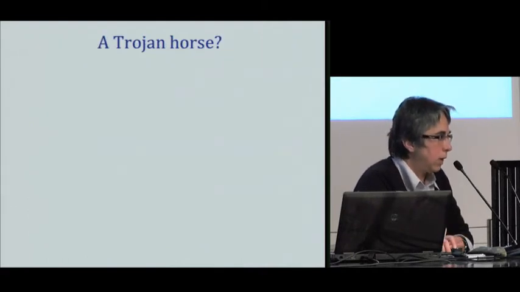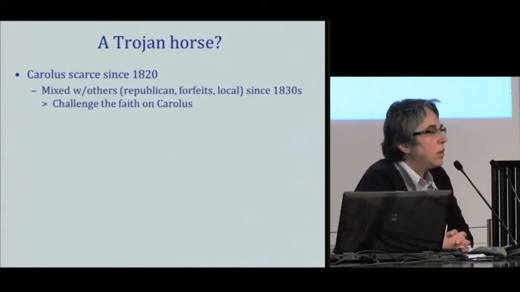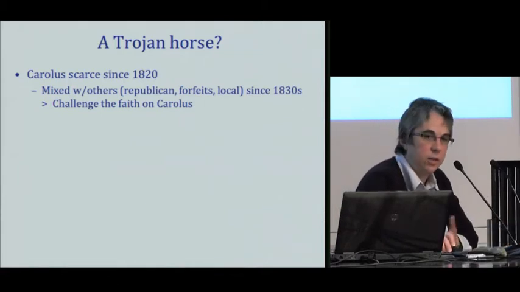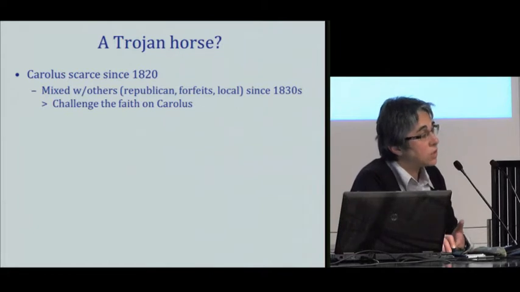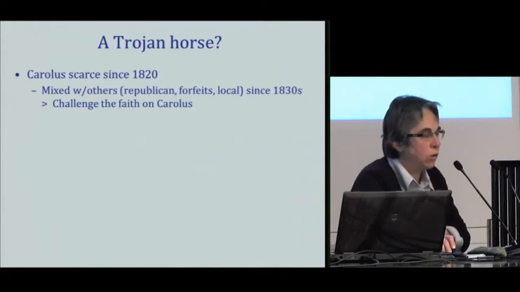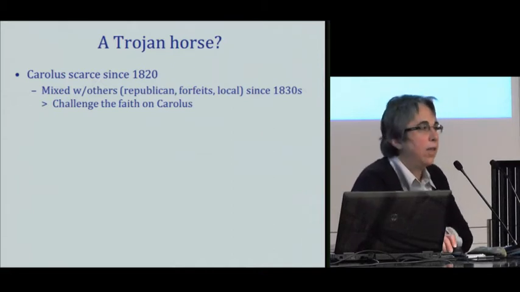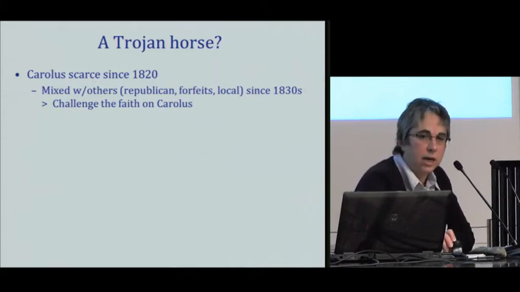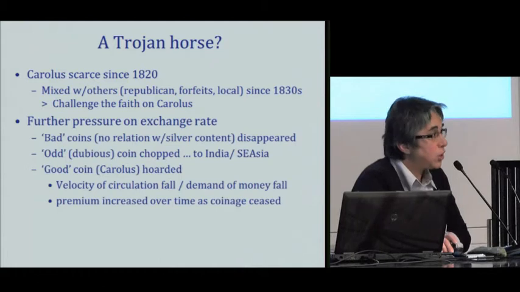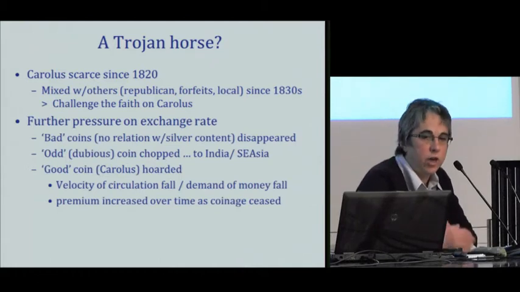That's why I call this coin a Trojan horse. It's like a Trojan in a system. This coin became scarcer and scarcer by the 1820s. Because it ceased to be minted, it becomes more and more scarce in the international economy, international trade. And moreover, it becomes mixed with other coins of lower quantity or quality of silver, but eventually are rejected by the Chinese. There are all sorts of forgeries inside China even, and that challenges the faith in the Carolos, the standard coin, which adds further pressure on the exchange rate.